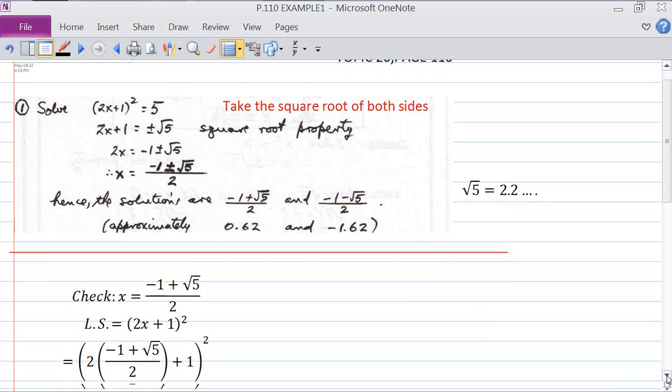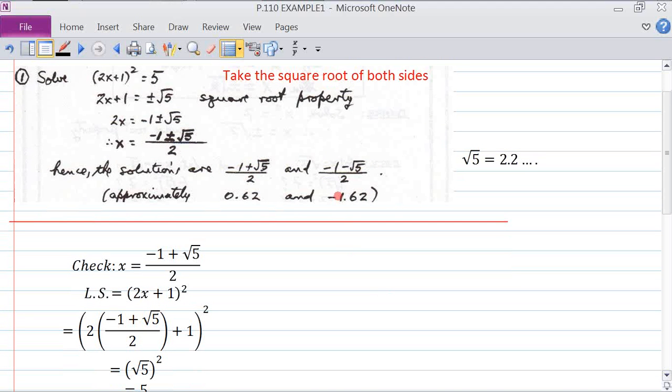Now, the problem always with this is we're never sure whether, when we do a problem, we have the right answer. So how do we check this? I'm going to take each one of these solutions and plug it back into the original equation. So the first one I'm going to do is minus 1 plus root 5 over 2. I'm going to substitute it in here. So instead of the x, I'm going to put minus 1 plus root 5 over 2.